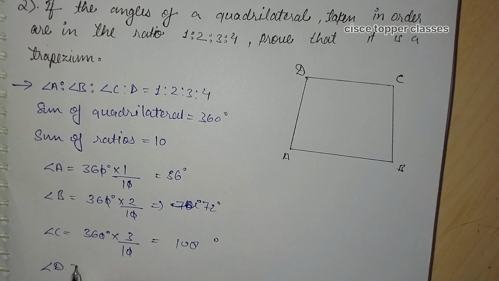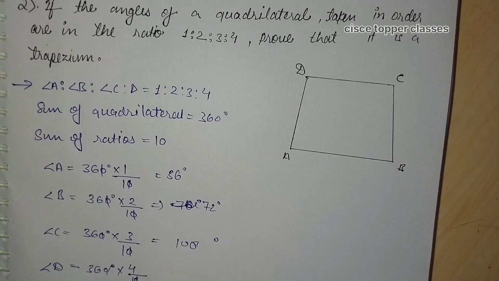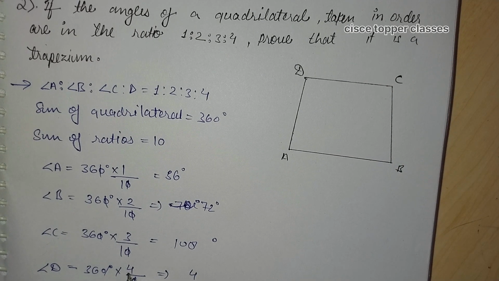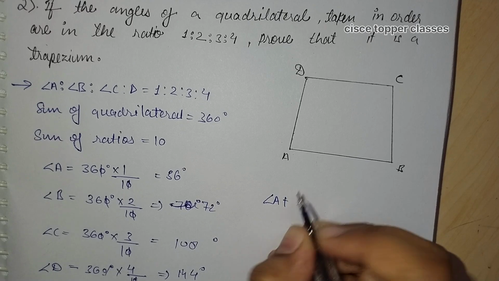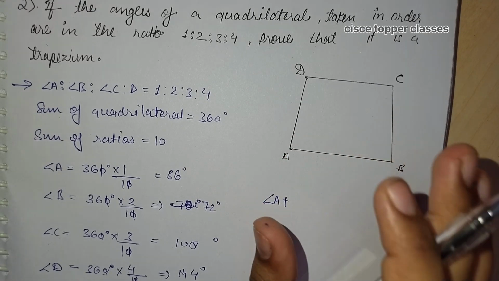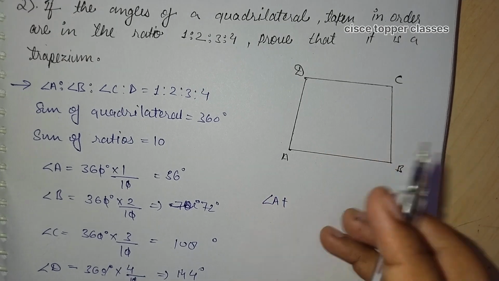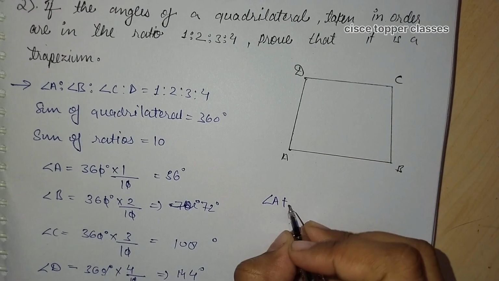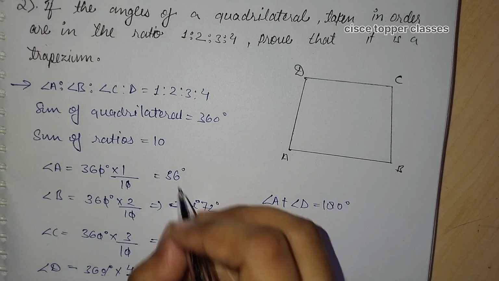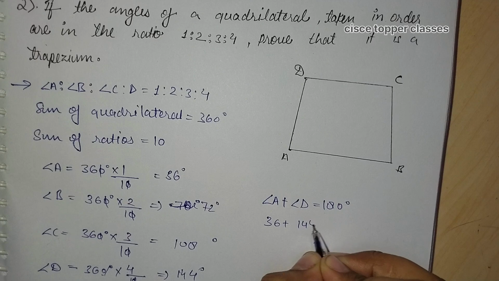Now we have to find angle D. This will be the same process, 360 into 4 divided by 10, 0 will be cancelled out and we will get 144. Now angle A plus angle D, as we have to prove that it is a trapezium, the co-interior angles should be equal to 180 as AB is parallel to DC. Simply we can write angle A plus angle D, we have to prove that it is 180. So this will be 36 plus 144.